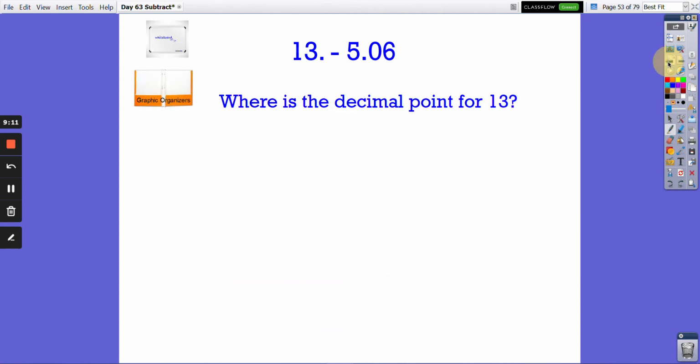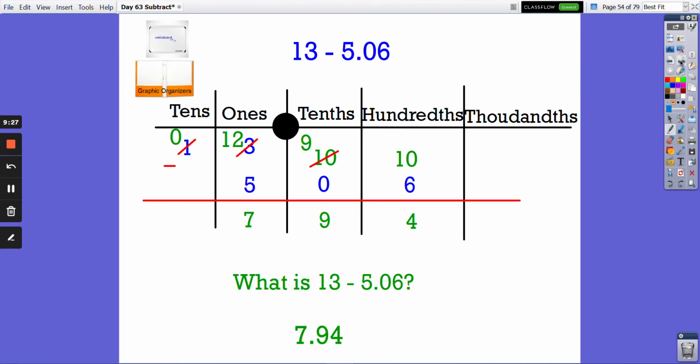Okay, so let's go ahead and solve this problem. 13 minus 5 6 hundredths. Don't forget, we want annex zeros above each digit so that way we can make sure that we regroup when necessary. Okay, here we go. We had 13 here. We had to regroup because we had zeros up here, getting a final answer of 7 94 hundredths.